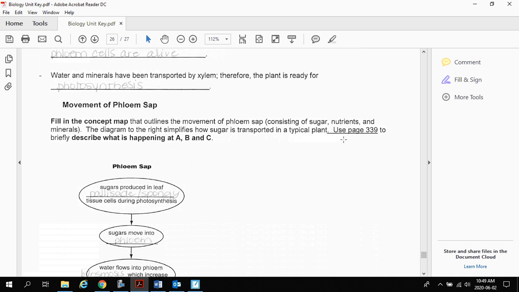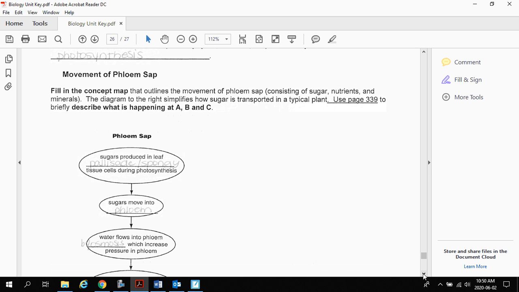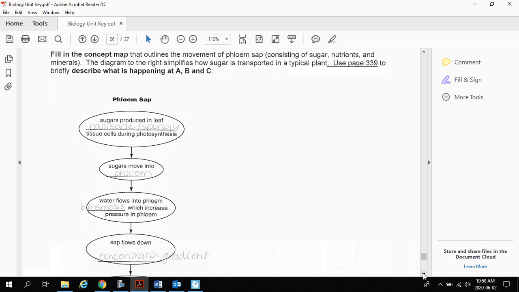So phloem sap is sugar, nutrients, minerals, a little bit of water as well. And so this diagram, again kind of from the textbook, simplifies how sugar is transported in a typical plant. So photosynthesis. In the palisade cells, mostly in the mesophyll, also a little bit in the spongy tissue cells, sugars are made. Sugars move into the phloem due to diffusion.